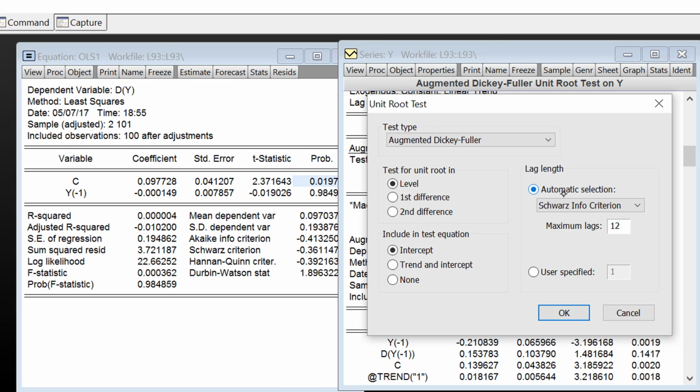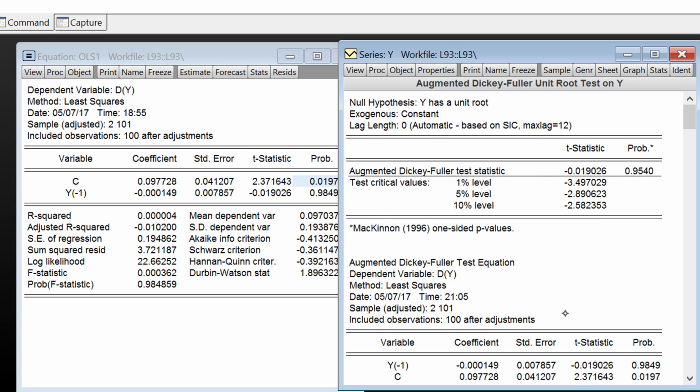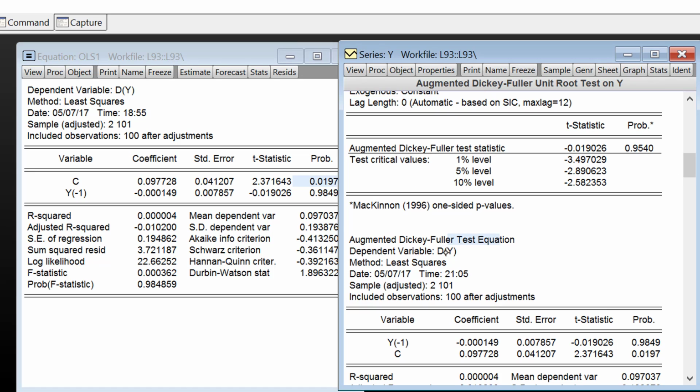Let's see what it finds. Well, it actually found that. It found the correct lag length, 0. So it has done a regression of first difference in y on lagged y and a constant.